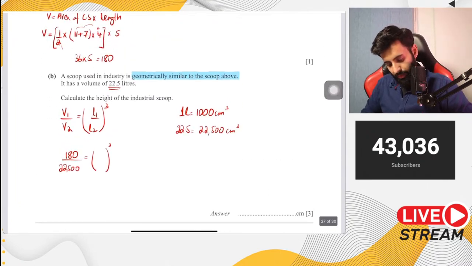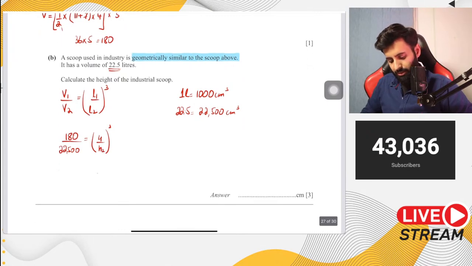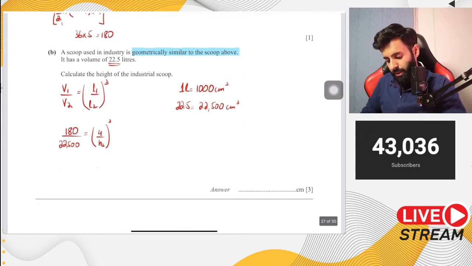That's 4. Now what about the other height? We don't have that, so we'll call it L2. We can call it H2 as well. H2 or L2 makes no difference. All right, now we're going to simplify.